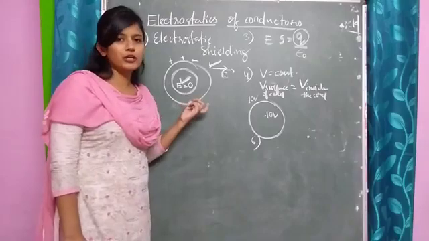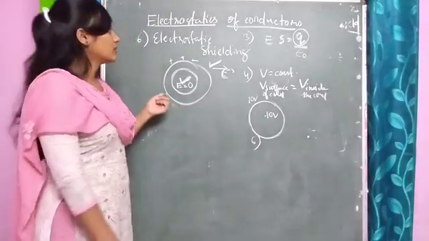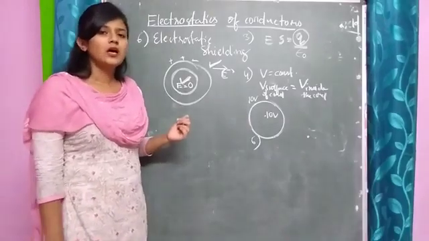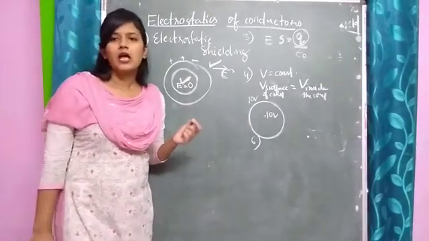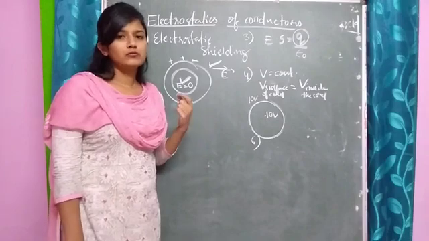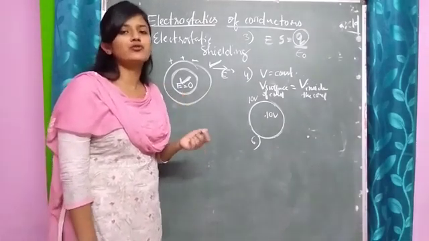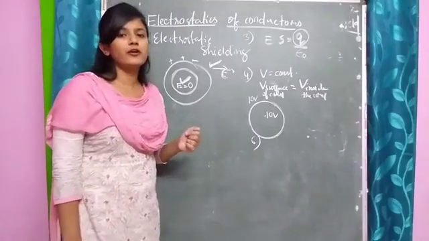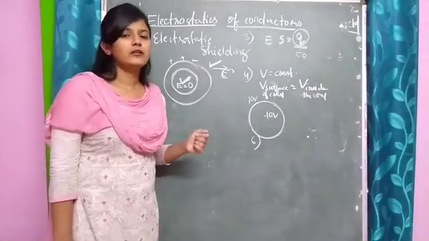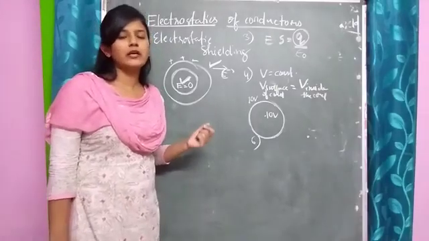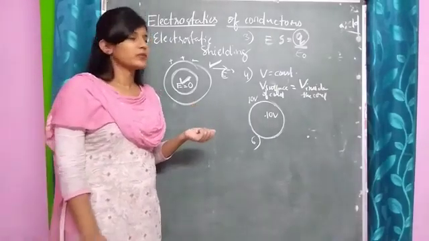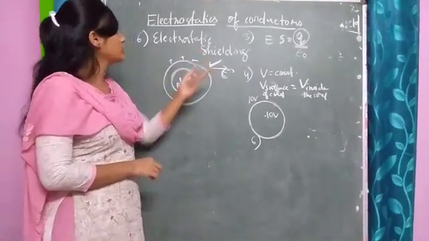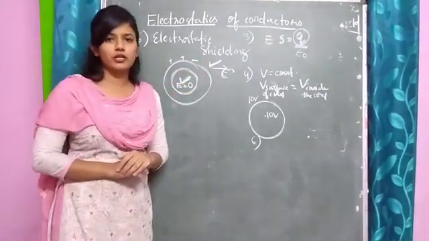One example of electrostatic shielding is that during thundering or lightning, you are advised to sit inside a car. So you will be shielded from the outside surroundings. So these are the important points regarding electrostatics of conductors.